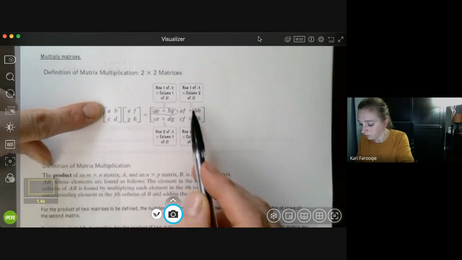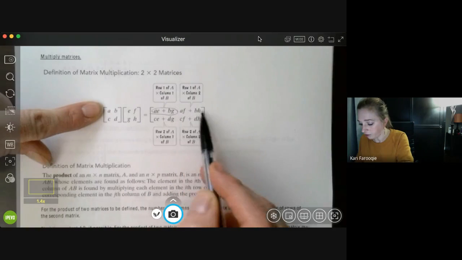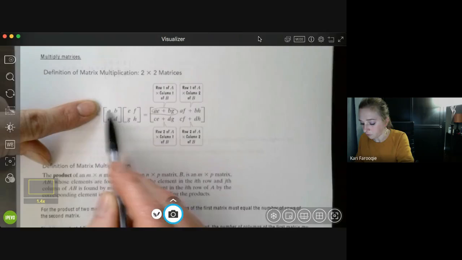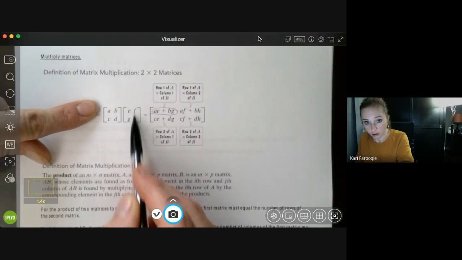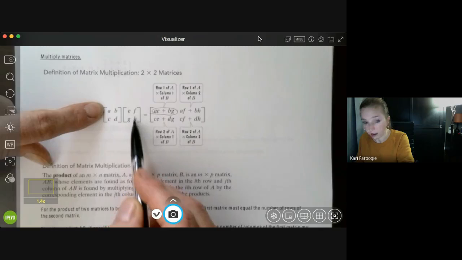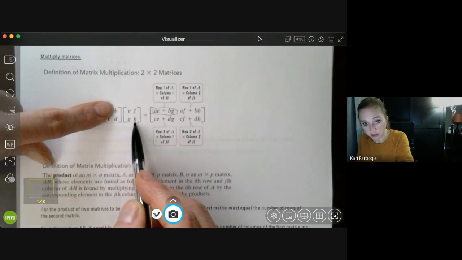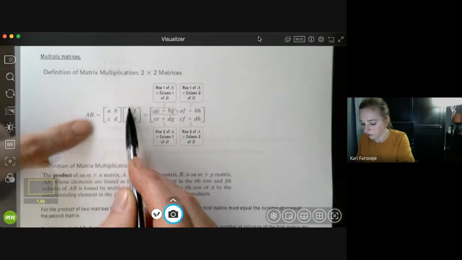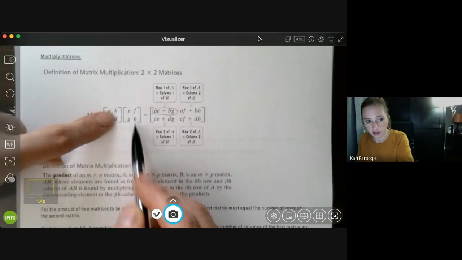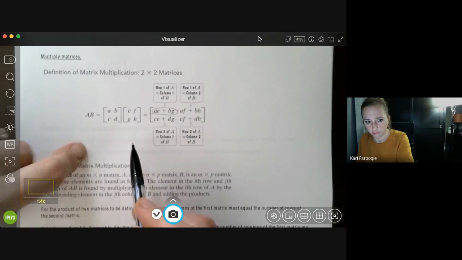And when you're looking for the first row, second column, you're going to look in the first row, second column. So doing the same thing, this time using A, B and F, H. So that'll be A times F plus B times H. So we're kind of going across and down at the same time, if you can see this visual occurring.